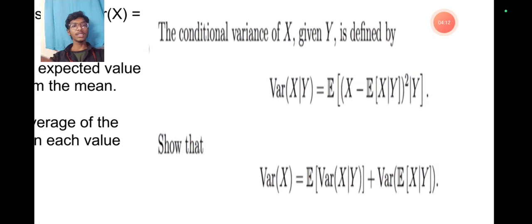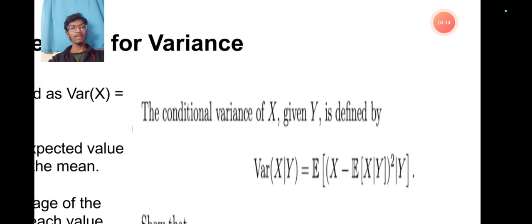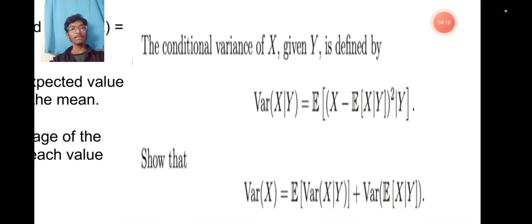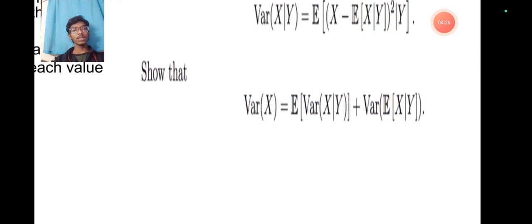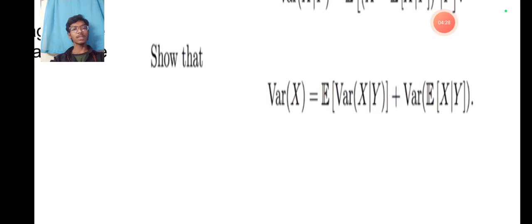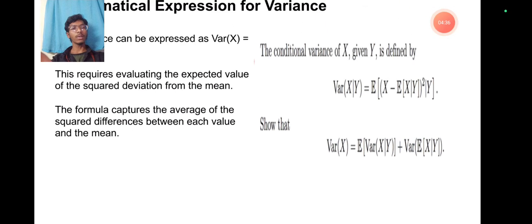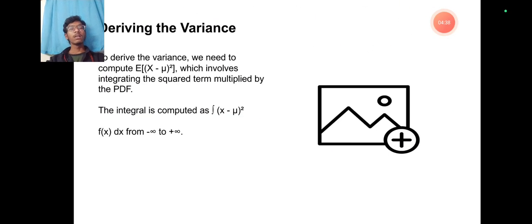Here the conditional variance of X given Y is denoted by Var(X|Y), which equals E[(X - E[X|Y])² | Y]. So here we show that the equation is classified as Var(X) = E[Var(X|Y)] + Var(E[X|Y]). So here, deriving the variance.